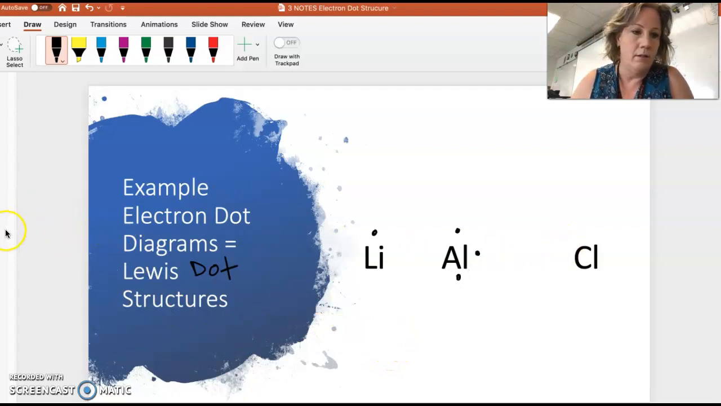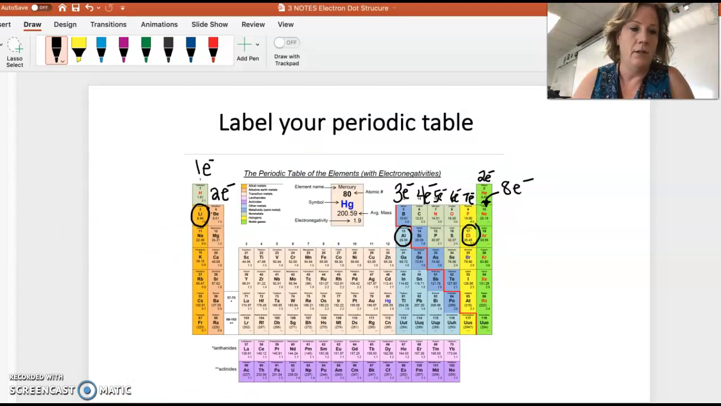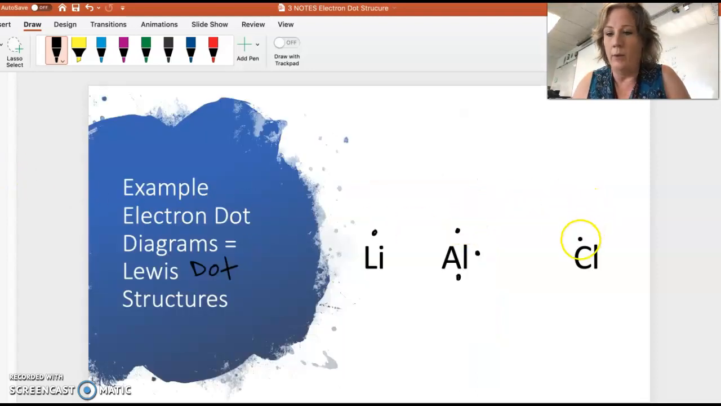Chlorine is right here, and that has 7 valence electrons. So I would like you to do it this way: 1 o'clock, 2 o'clock, 3 o'clock.